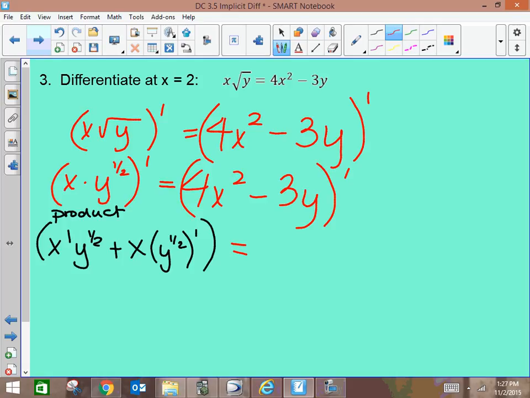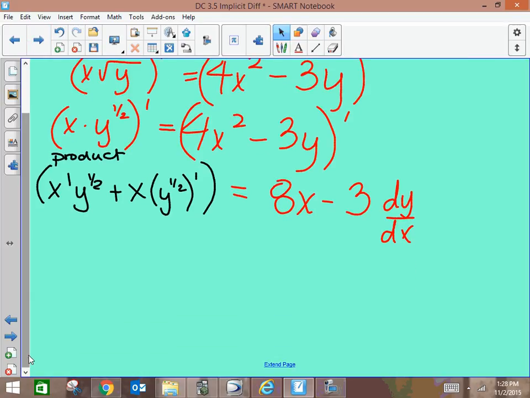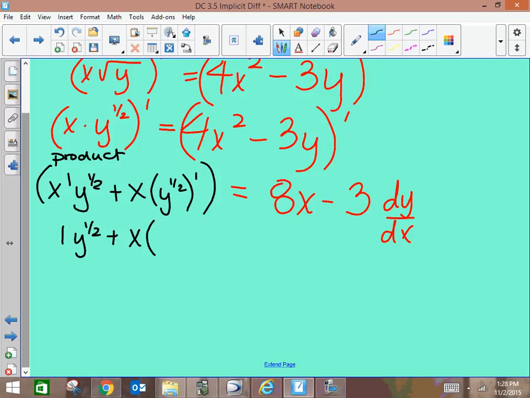What's the derivative of 4x squared minus 3y? Maybe. 8x minus 3 dy/dx. Yeah. Very good. She pretended y was an x, so it's a 1, but then remember when you have a y, you've got to tack that on because it's really a chain rule thing. Good job. Okay. All right, so what's the derivative of x times y to the 1/2, plus x? What's the derivative of y to the 1/2, Brooke?